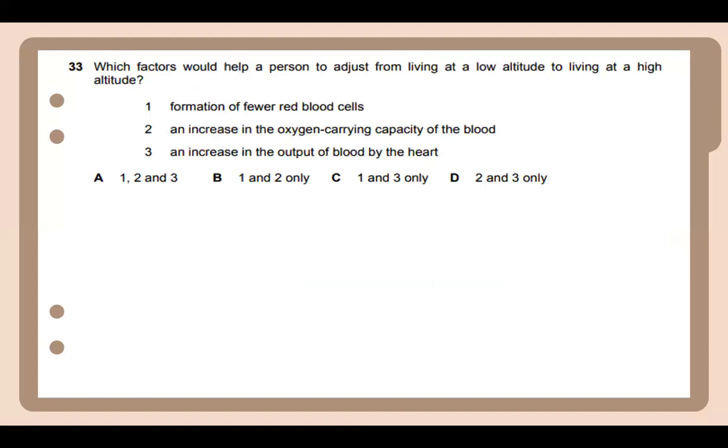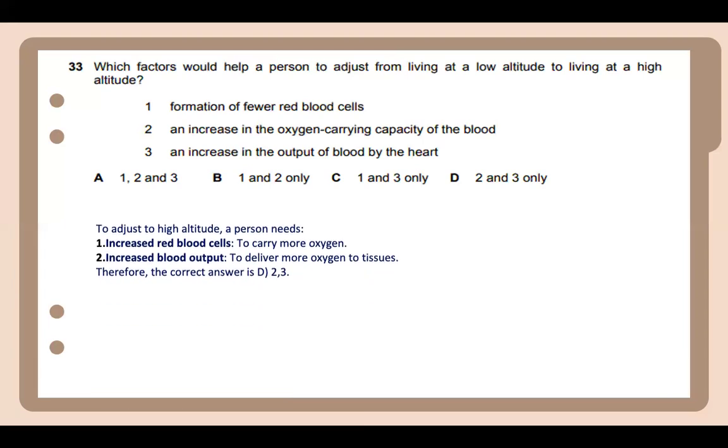Which factors would help a person to adjust from living at a low altitude to living at a high altitude? The answer will be statement 2 and 3. Why statement 2 and 3? An increase in the oxygen carrying capacity of the blood, and as a result, it carries more oxygen.